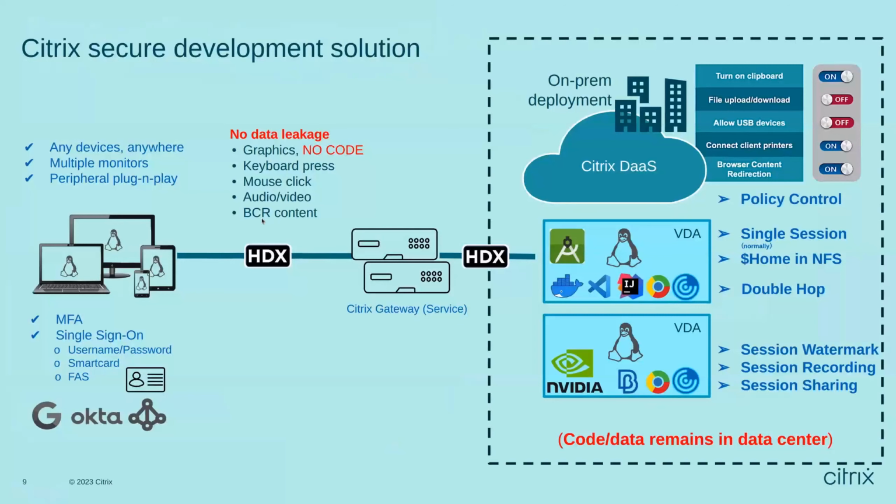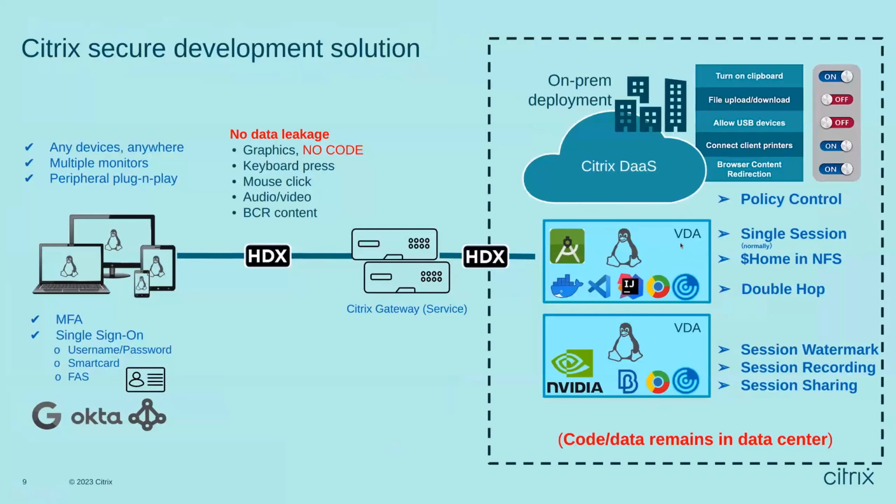Yeah. So if we talk about control, let's look at this part. We have this kind of policy control in either the on-prem deployment or Citrix DaaS. So you can control, for example, the clipboard: you can allow it in one direction or two directions. You can control the size, you can control the format, and file, USB, printer, browser content. So all those things are configurable through the policy.